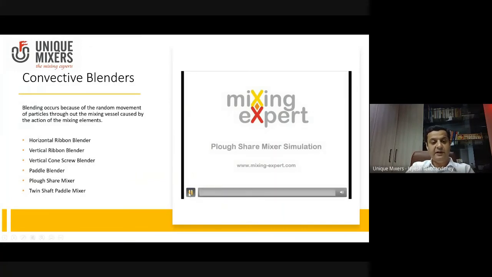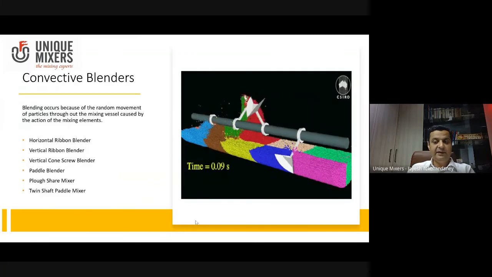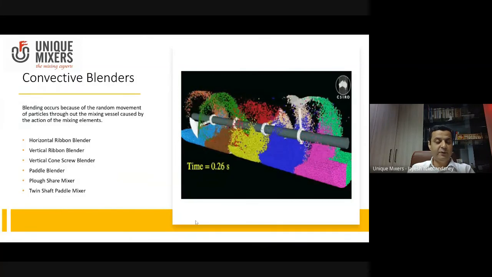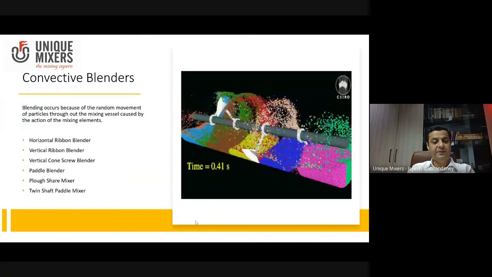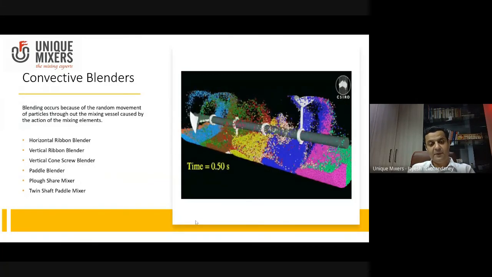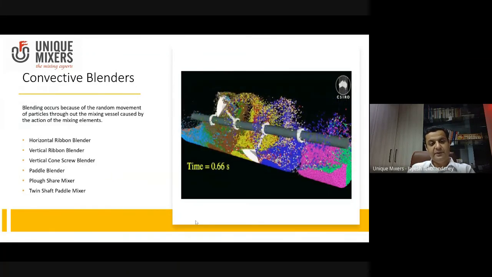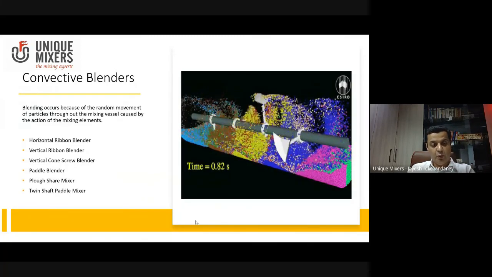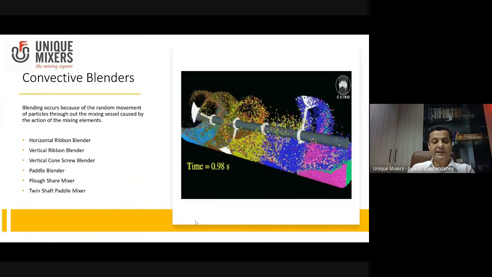Next, we come to the convective blender, and in the convective blender, as I said, the plowshare mixer falls under a fluidization blender. You can see the simulation video of the plowshare. The material is rotated at high speeds and it gets fluidized. Blending in convective blenders occurs because of random movement of particles throughout the mixing vessel caused by the action of the mixing elements. So we have the horizontal ribbon blender, the vertical ribbon blender, the vertical cone screw blender, paddle blender, plowshare mixer, and twin shaft paddle mixer. These are some of the convective blenders.